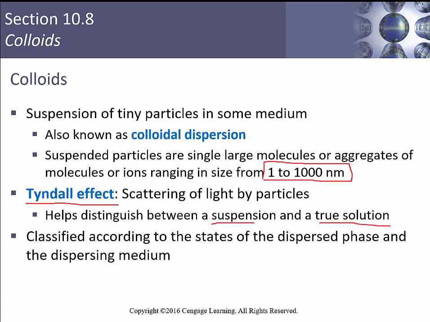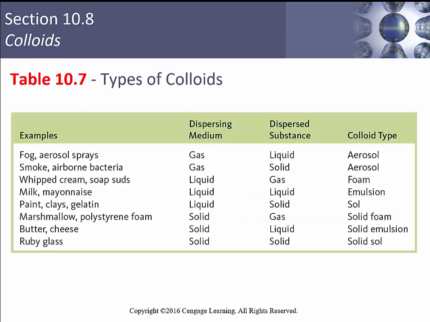They're classified according to the states of the dispersed phase and the dispersing medium. So again, similar to solute and solvent, you've got fog, aerosols, or sprays where a gas is the dispersing medium and you have a liquid that is suspended in it. And we call that an aerosol. You could have a gas with a solid dispersed in it. It's also called an aerosol. So smoke, airborne bacteria. You could have a gas dispersed in a liquid, and that's called a foam. So whipped cream, soap suds.